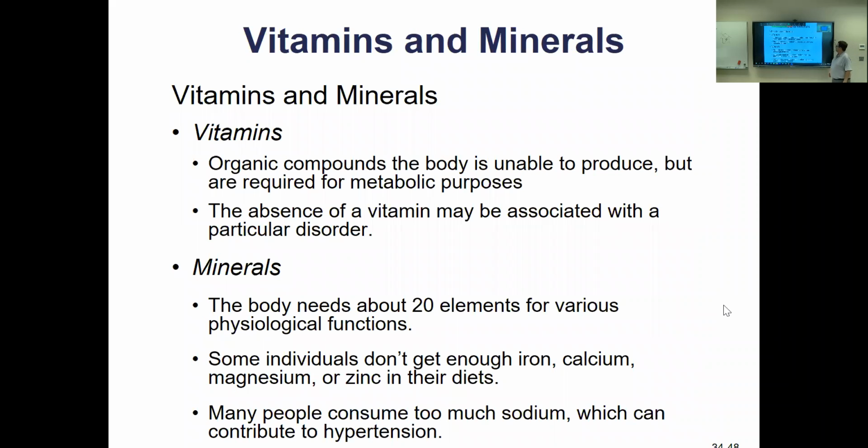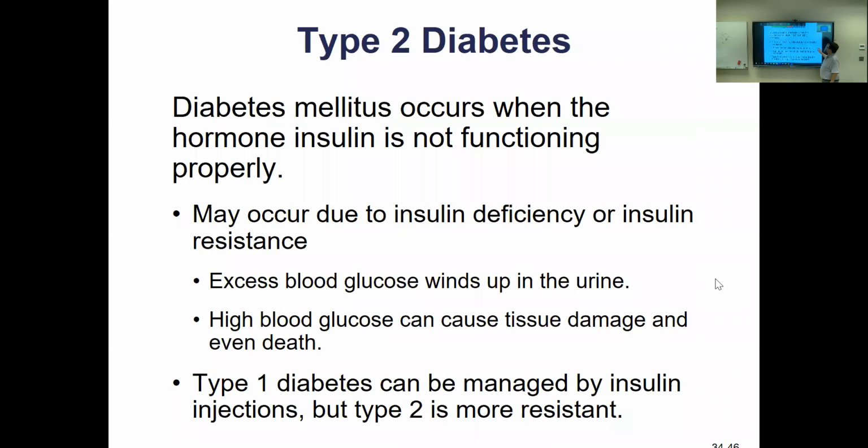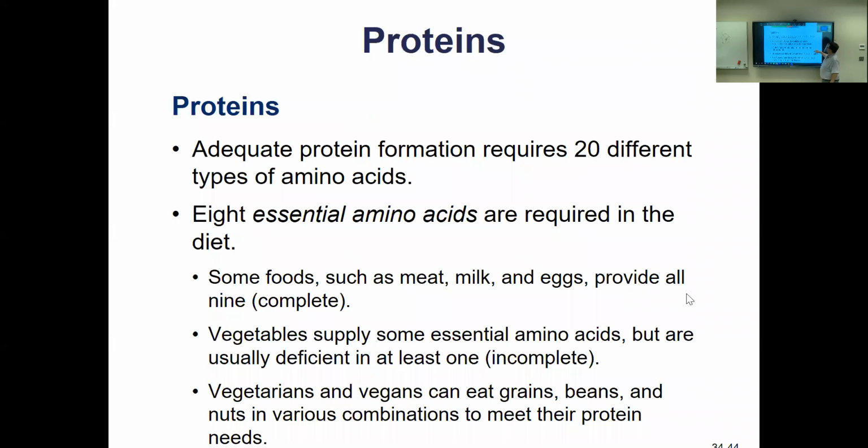Vitamins and minerals, we're not going to cover them, but in A&P we would, but these are compounds that we can't make that we have to have in our diet in order for metabolism to work properly. And 20 different elements we need in our body. Pretty cool. Where are you going here?